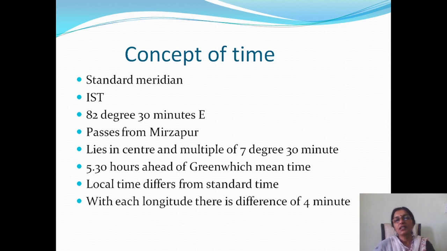Now the question arises, why we have taken such an odd number as our standard meridian, 82 and a half. Neither is it 80 nor is it 85, 84. We have taken 82 degree 30 minute east. The reason behind this is that it passes through the center of the country and it is a multiple of 7 degree 30 minute. There will be time difference of one country to another. It will be either half an hour, 1 hour, 1.5, 2, and so on.